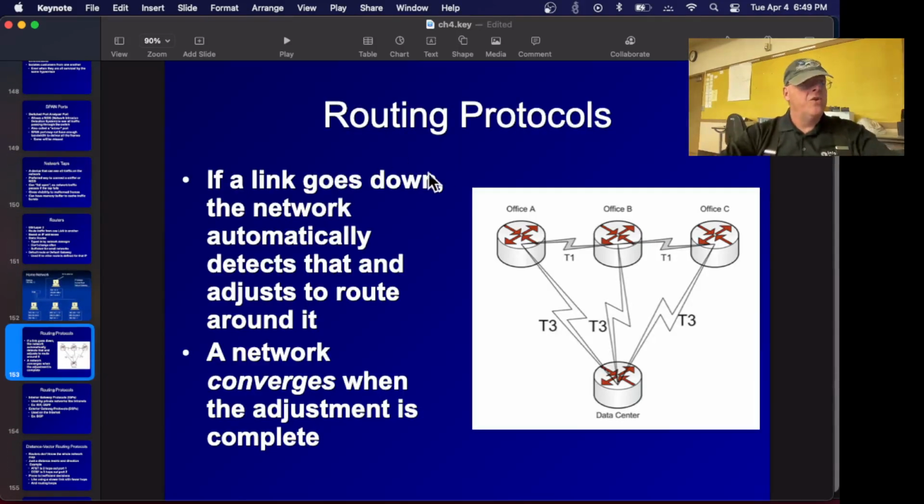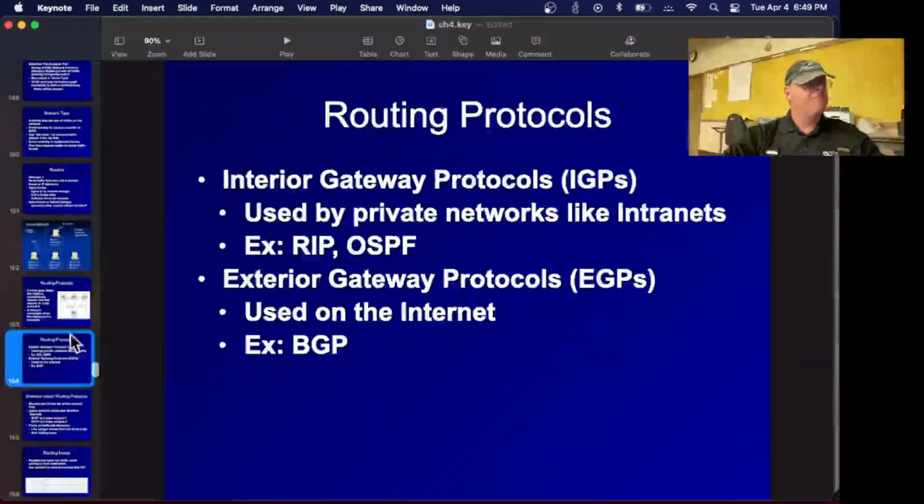So there are routing protocols which automatically adjust the routing table if you have several devices. So you might have several locations connected with T1s and T3s, and if one link goes down, then you want to reroute the traffic. So instead of trying to send it through the broken wire, it will send it through the wires that are intact to get it there. And so that's what routing protocols are for. They're sending traffic through the network, telling the other routers the status of the network so it can make intelligent decisions where to send the traffic.